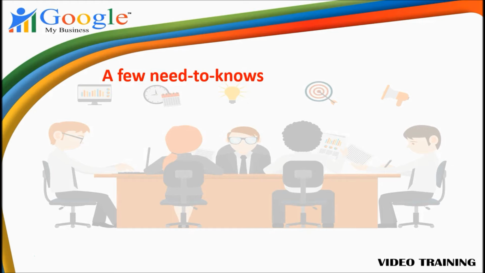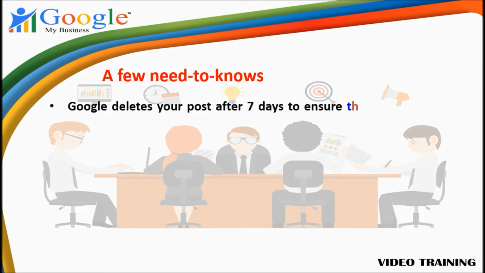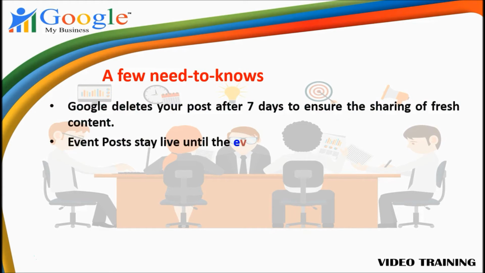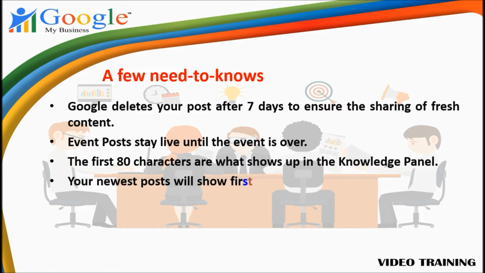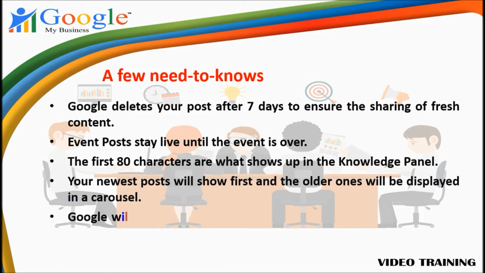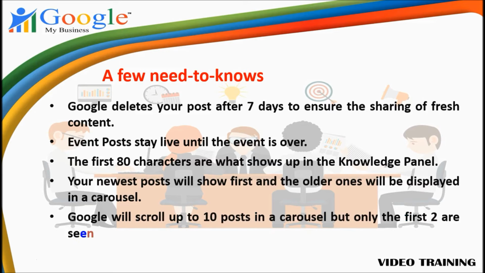A few need-to-knows. Google deletes your posts after 7 days to ensure the sharing of fresh content. Event posts stay live until the event is over. The first 80 characters are what shows up in the knowledge panel. Your newest posts will show first and the older ones will be displayed in a carousel. Google will scroll up to 10 posts in a carousel, but only the first 2 are seen in the SERPs.